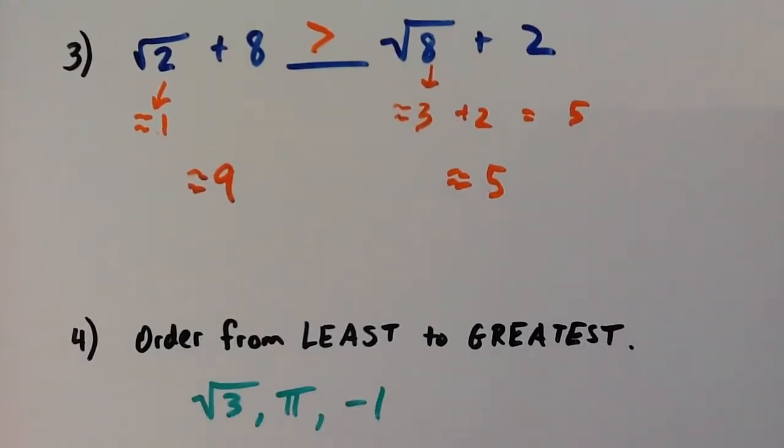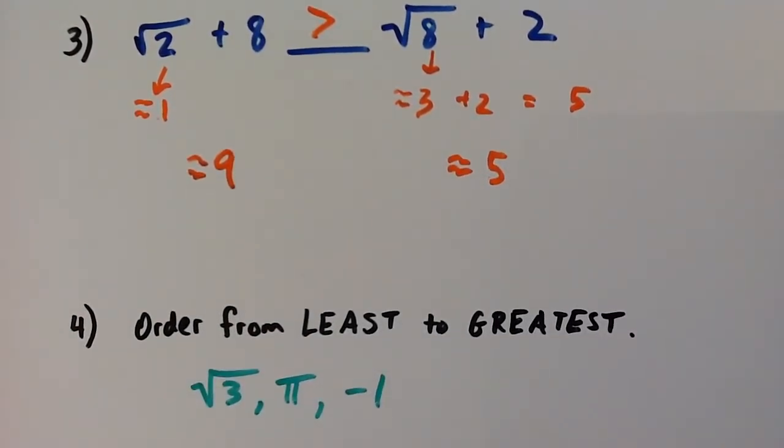Last example here, let's order them. So we have 3 numbers, and we want to put them in order from least to greatest. All right, so always be aware if it asks you for least to greatest or greatest to least. In this case, we want the smallest number to the largest number.